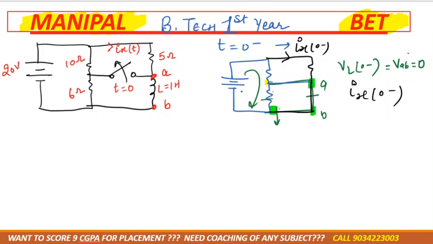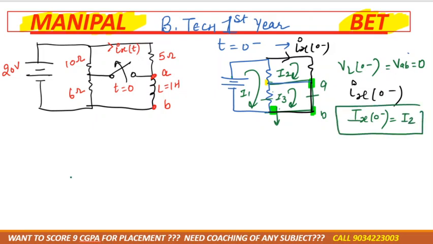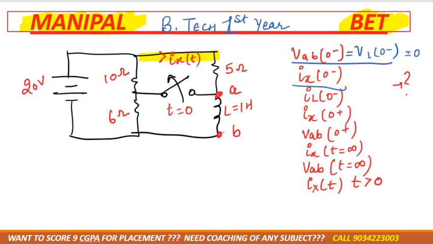This is I1, this is I2, this is I3, right? 3 mesh, 3 variable. Ix of 0 minus is equal to I2. Okay, do it. After solving I2, we'll get it as 4 ampere. Directly I'm writing down the values. You can make the 3 mesh, 3 variable and 3 equation. This one we got as 4 ampere.